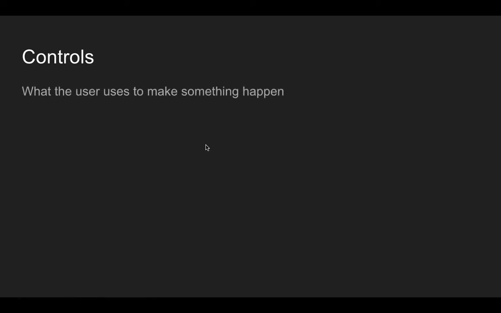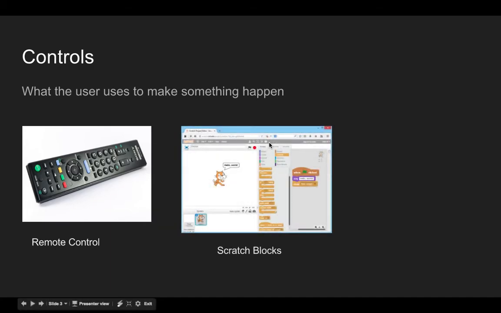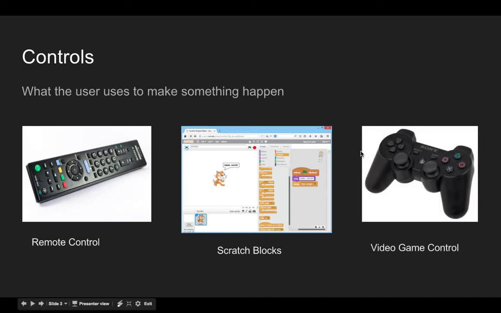Another word that you need to know is controls. Controls are what the user uses to make something happen. For example, you use a remote control to make your TV and DVD player work. You use the blocks in Scratch to control what happens in your board. And when you play video games, you use a controller to control your characters on the screen.